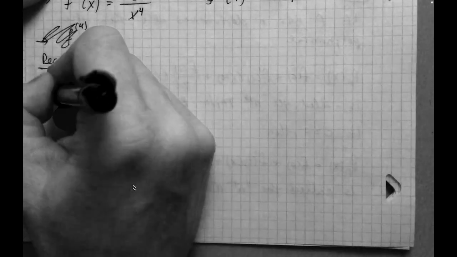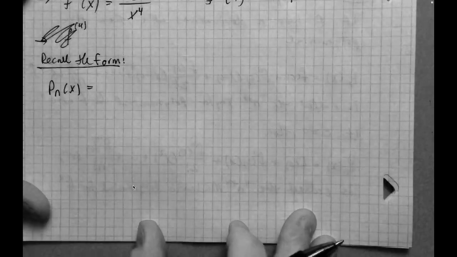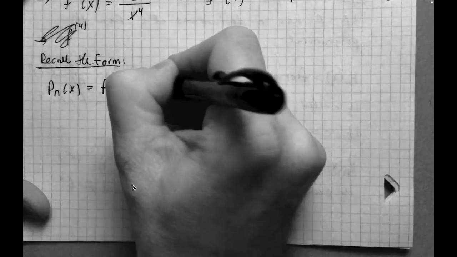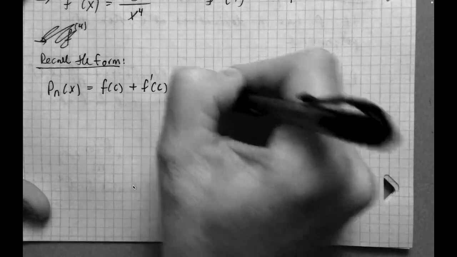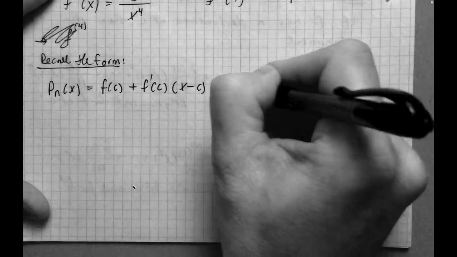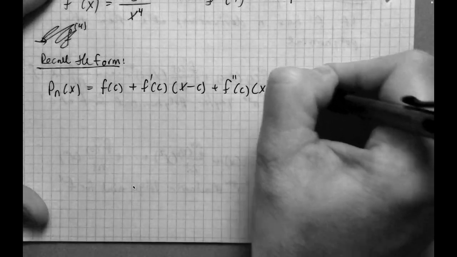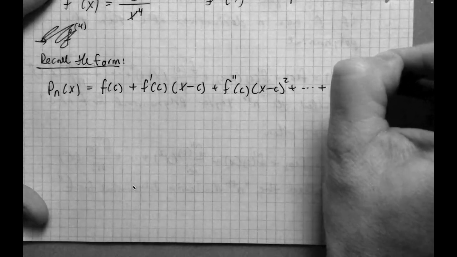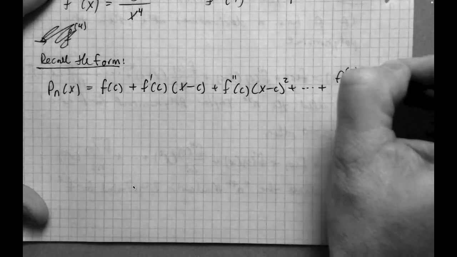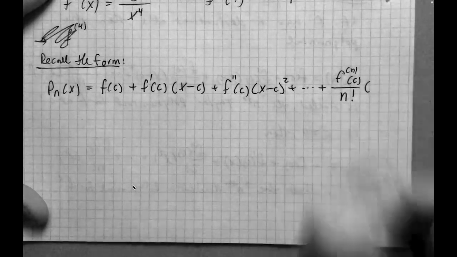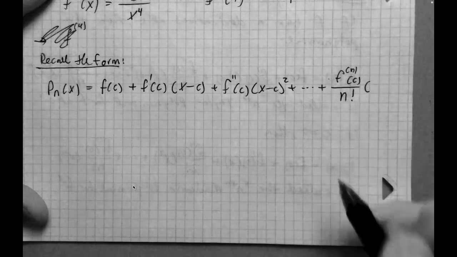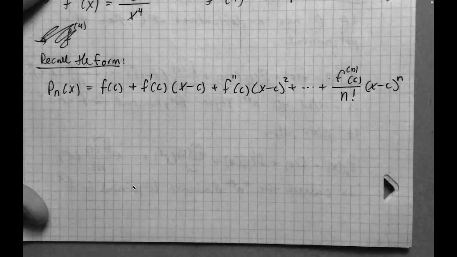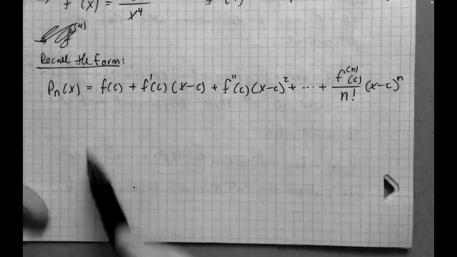We said that p_n of x is going to be equal to f of c plus f prime of c times x minus c plus f double prime of c times x minus c squared plus dot dot dot plus f to the n of c over n factorial. This is not f to the n, this is the nth derivative of f, times x minus c to the nth power. All right, so this is the form. Now all we have to do is just plug in our expressions.